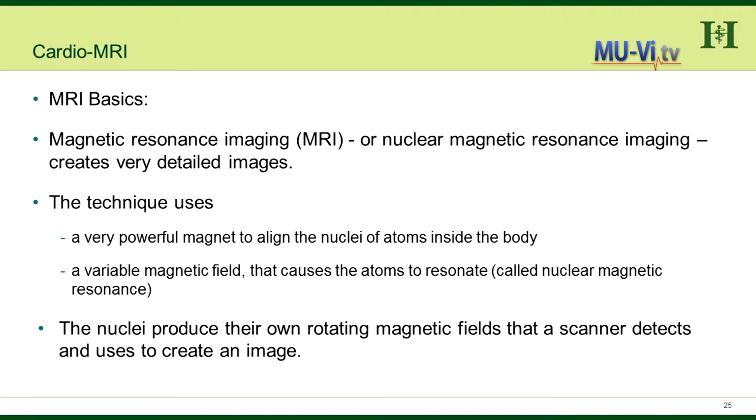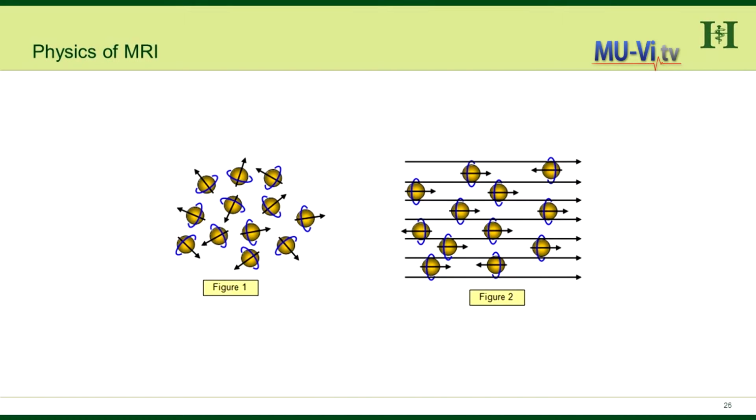Okay, MRI. The basis of MRI is not an X-ray. The basis of MRI is radio waves. Magnetic resonance imaging, or nuclear magnetic resonance imaging, creates images. The technique uses a magnet to align nuclei of atoms inside the body in a magnetic field. You see it on the next slide. If you put your body in a magnetic field, your atoms align in this magnetic field, and the computer can make pictures out of it.